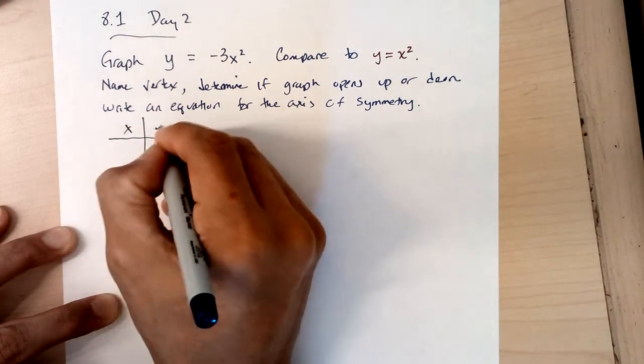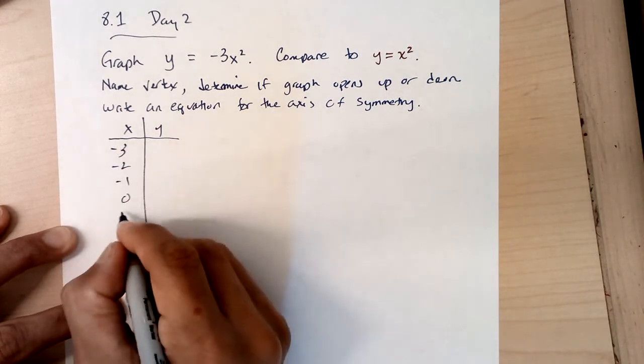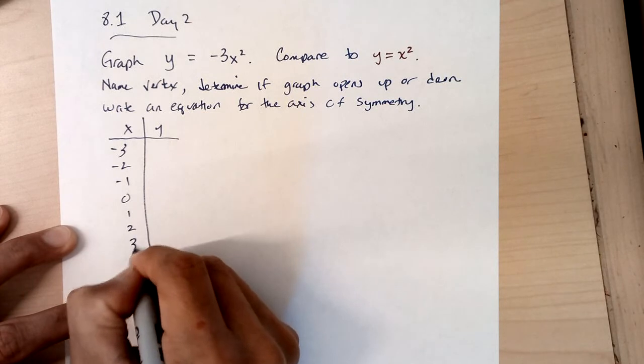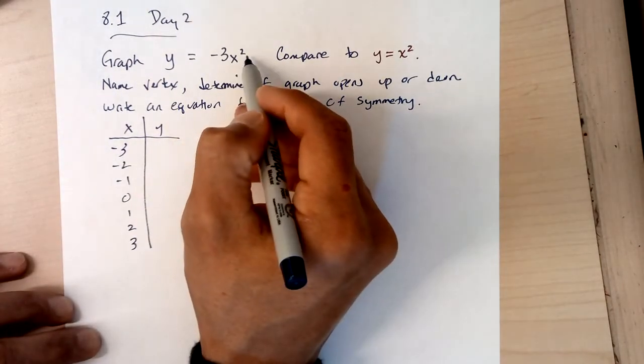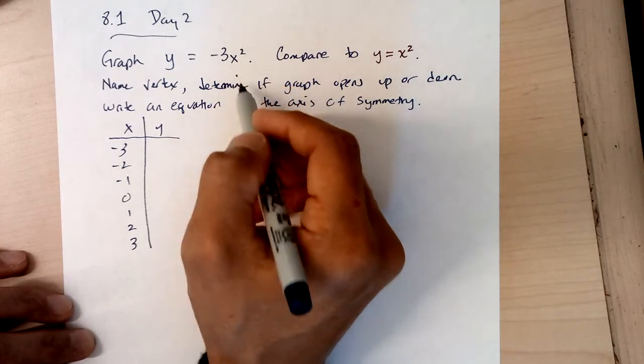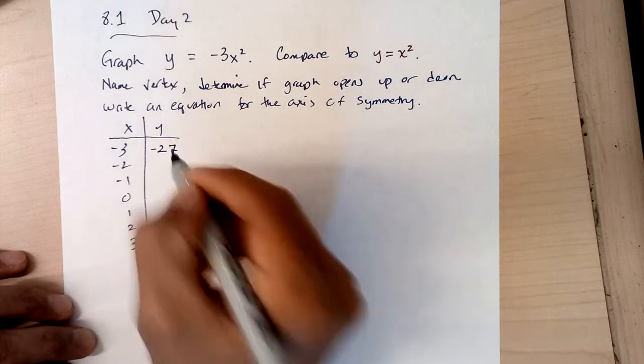Here's my table, x and y. I'm going to choose all of the exact same values of x from negative 3 to positive 3. So if I input negative 3, you have to square x first. Exponents always come first. That's 9. And then times negative 3. 9 times negative 3 is negative 27.